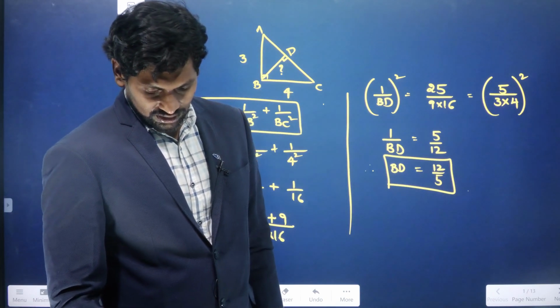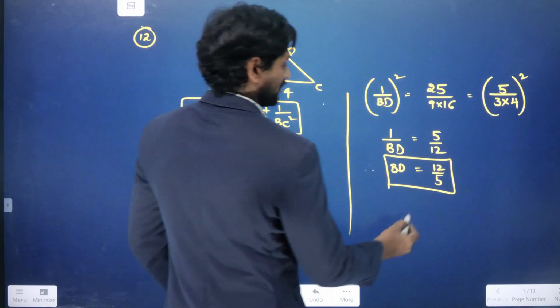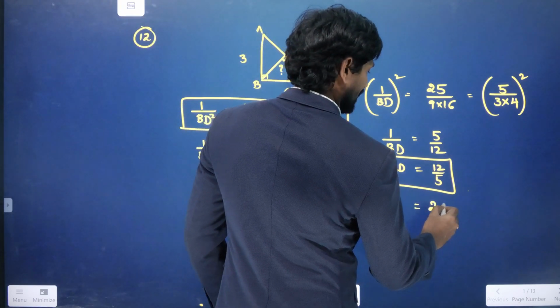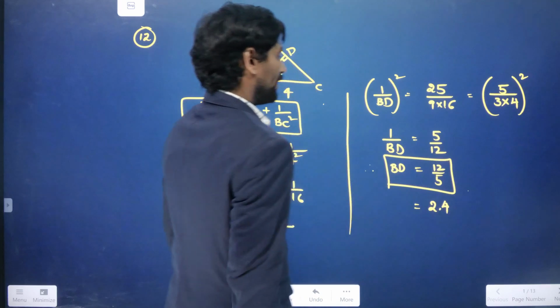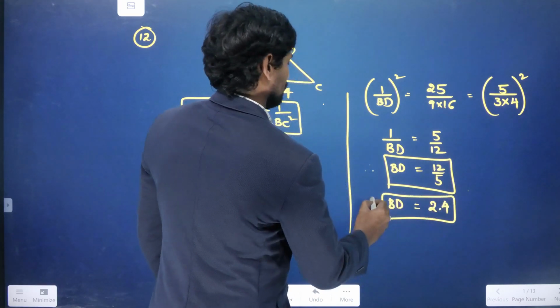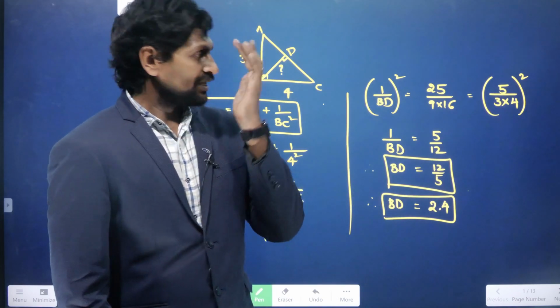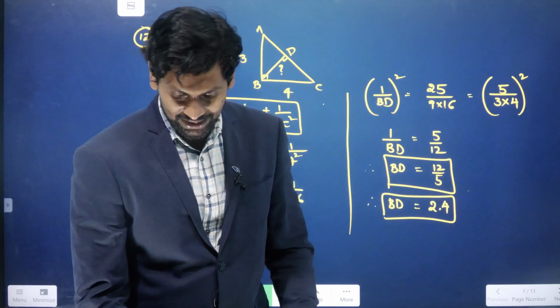Options are also given in decimals. Let us convert here. 5 2s are 10 and 5 4s are 20. So 2.4 will be the value of BD. Yes, the first option. Let us move on to the next problem, that is the 13th one.